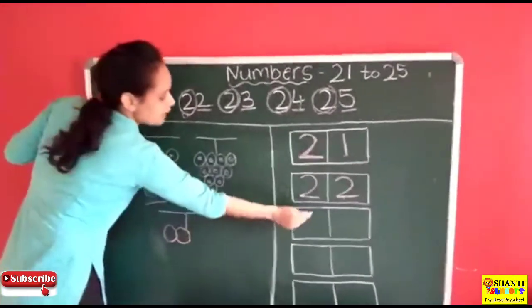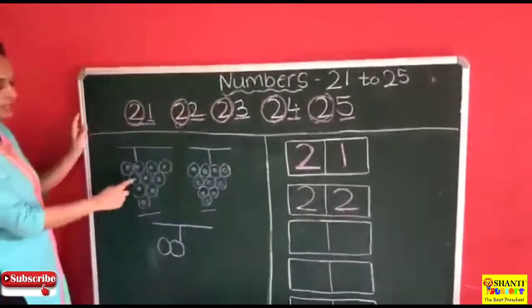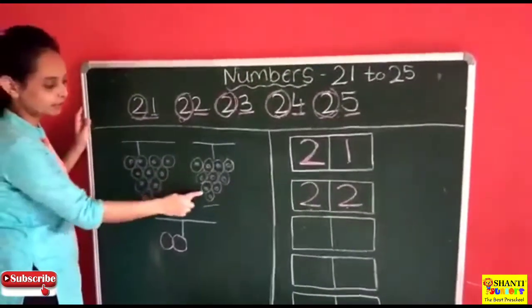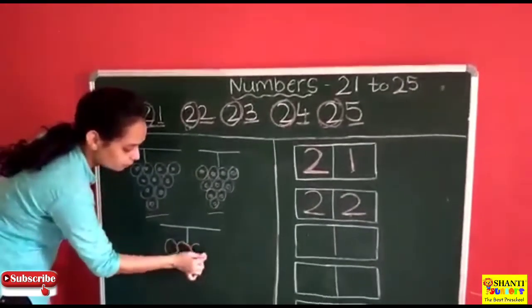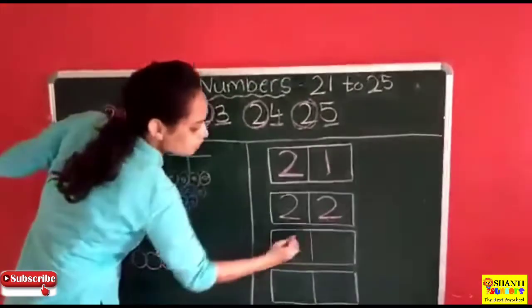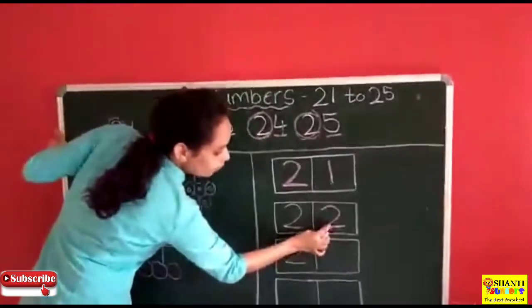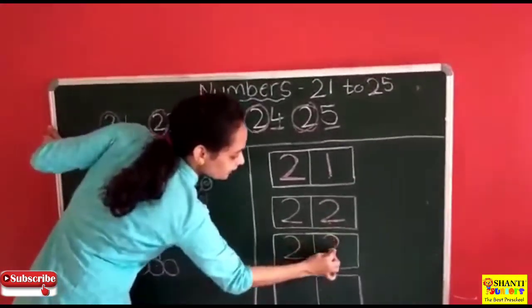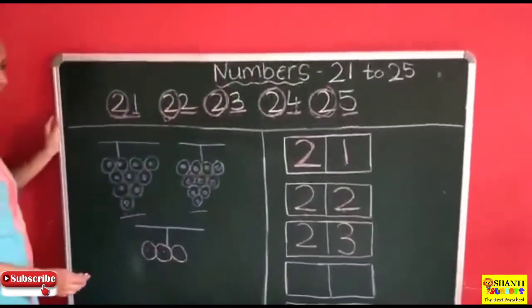Okay, now what comes after 22? 2, 3, 23. So this is 20. Already I have made 20. 21, 22. If I draw one more grape, it becomes 23. So what will come here, children? 2, 2 and what comes after 2? 3. 23. 2, 3, 23.